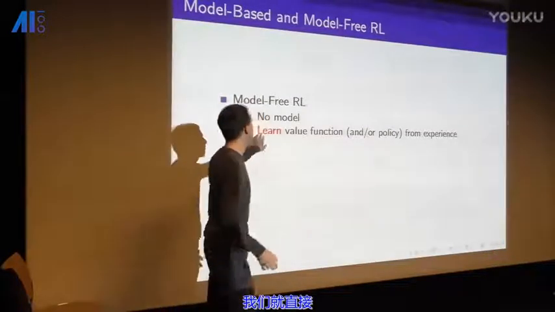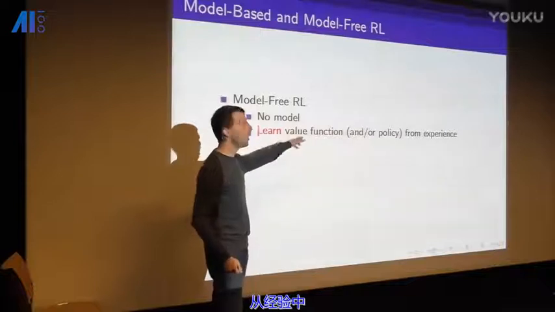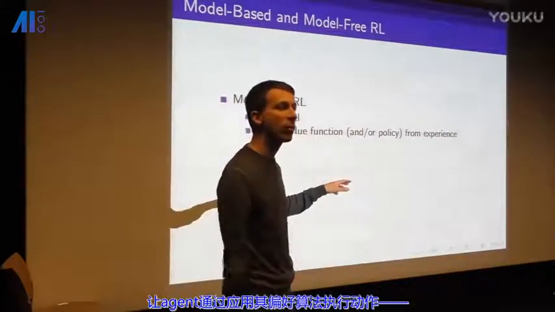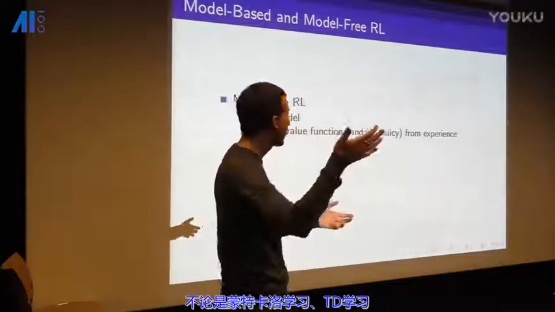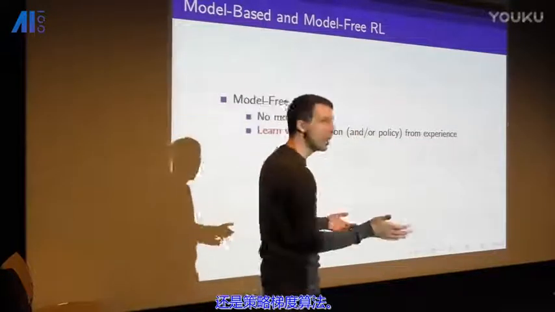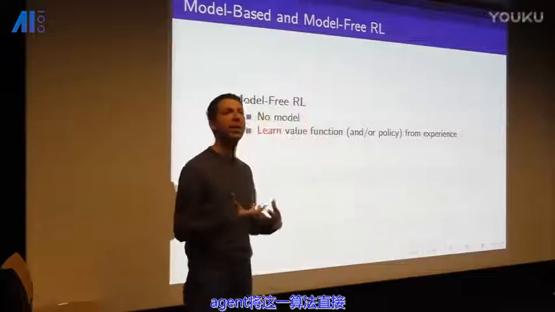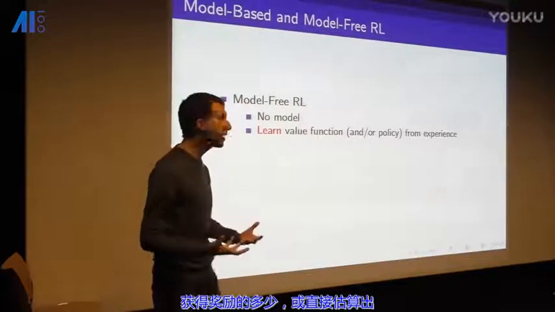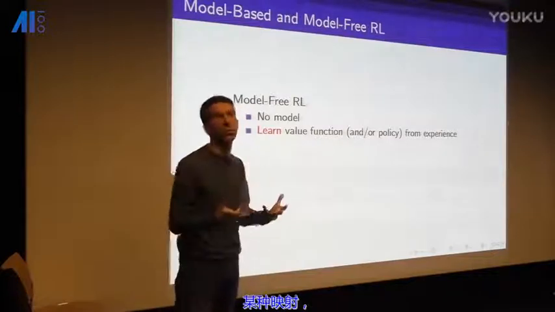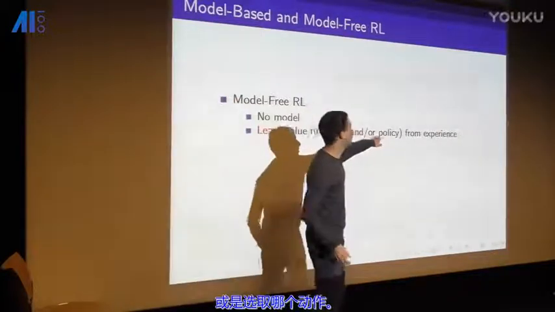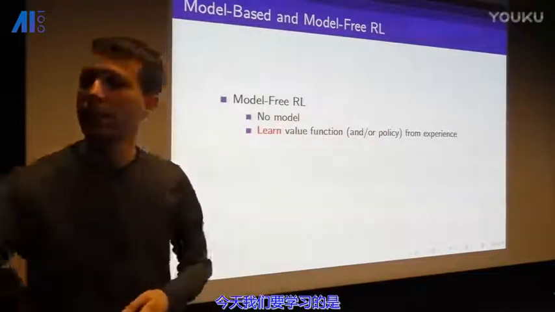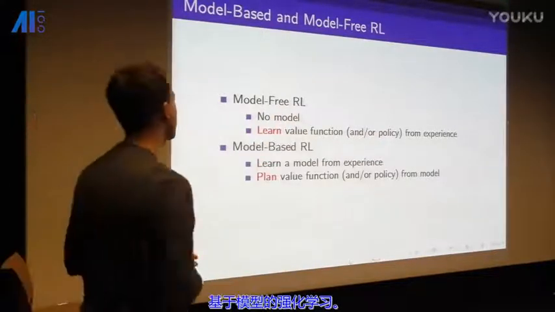Instead, we learn a value function and/or a policy directly from experience. So you have some agent wandering through, it applies its favorite algorithm, Monte Carlo learning, TD learning, policy gradients, whatever it is, directly to this stream of experience and comes up with some way to estimate how much reward it can get, or some way to directly map to which actions to pick, as in the last lecture. That's model-free reinforcement learning. But today, we're considering model-based reinforcement learning.